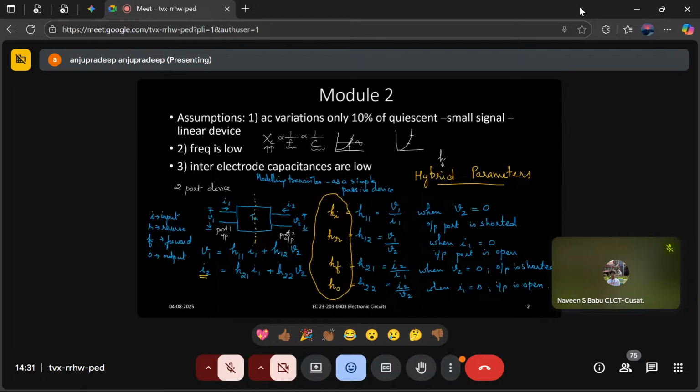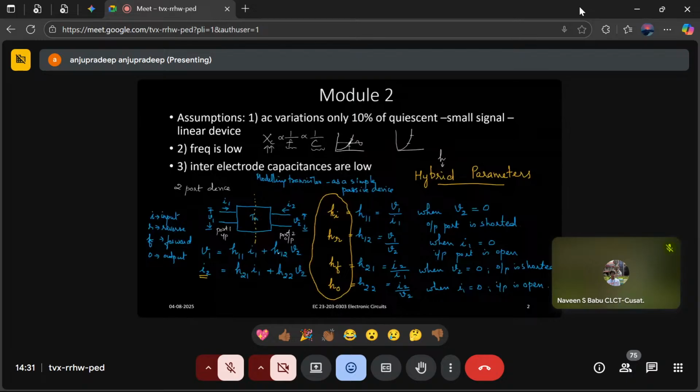And the last term is H22. For H22, you make I1 equal to 0, so you are open circuiting the input side. Then H22 is equal to I2 divided by V2. So for that, you are making the input current I1 equal to 0.